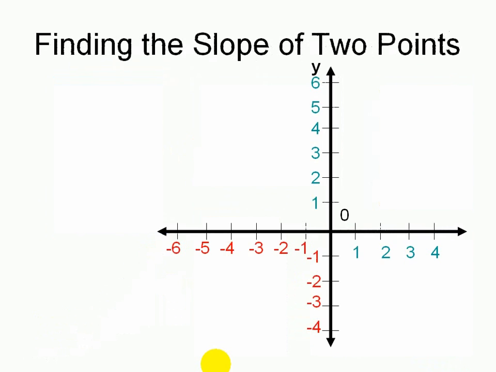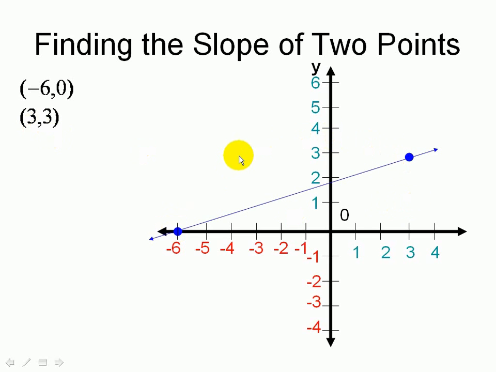Now for some examples. Finding the slope of 2 points. Let's say we're given 2 points, (-6, 0), shown here, and (3, 3), shown here. Draw a line between these 2 points, and let's find the slope for this.